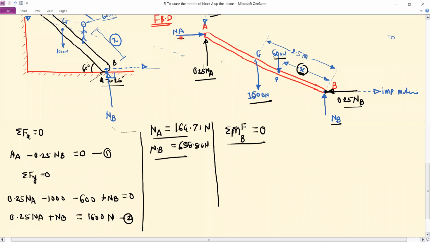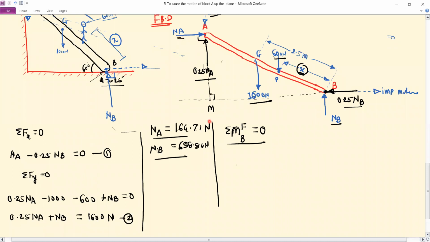Starting from NA, when we take the moment by NA, we need to find out its perpendicular distance. That distance is not given in the problem, so we can construct the right angle triangle. Just draw one horizontal line like this, and draw a vertical line. Take this point as M. So triangle AMB is the right angle triangle, and this distance AM is the perpendicular distance for NA.